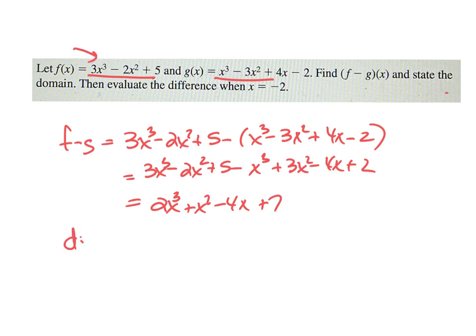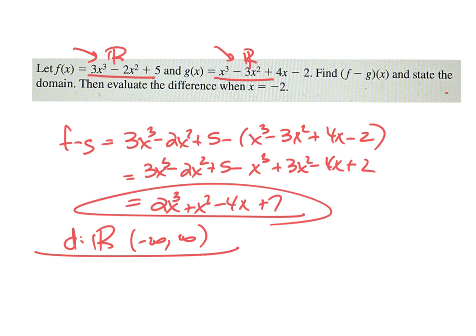Basically, domain is this, and I will tell you more about this tomorrow, but if there is not a fraction or a radical, the domain is always all real numbers. There's no restrictions here. That's all reals, that's all reals. What do they both have? They both have all reals. Or you can also write it this way as an interval. So there's f minus g, there's the domain.